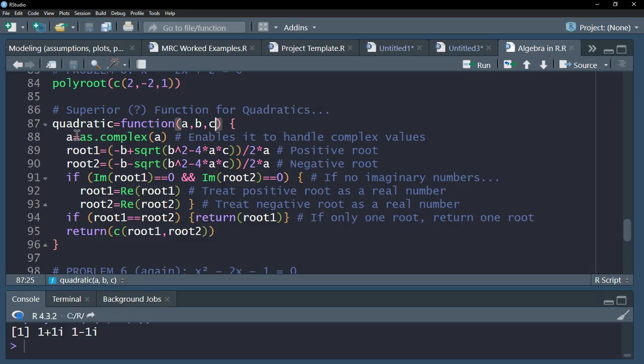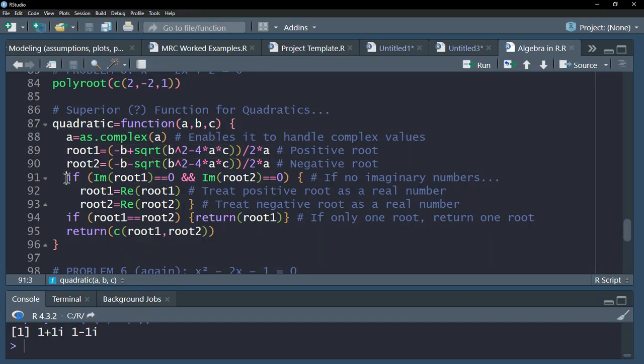I'm going to take those coefficients in the typical order. What this part does is it makes it capable of handling complex values, which is what we're often going to want. This is calculating the positive root. This is calculating the negative root. This is, by the way, just the quadratic formula. So if that looks kind of familiar, that's where it's from.